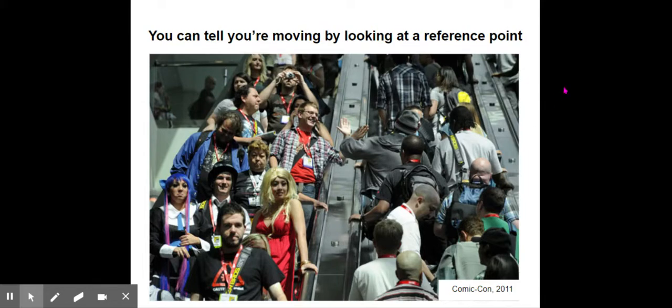Okay, and the science thing is that you can tell you're moving by looking at a reference point. So think about when you've gone on an escalator and you're not moving your legs, you're just standing there and riding down. So you're not moving relative to the step that you're on. You are moving relative to the unmoving part of the escalator. And then you're moving in a different way relative to other people going up the escalator because you're going past them faster than you are going past the unmoving part of the escalator.